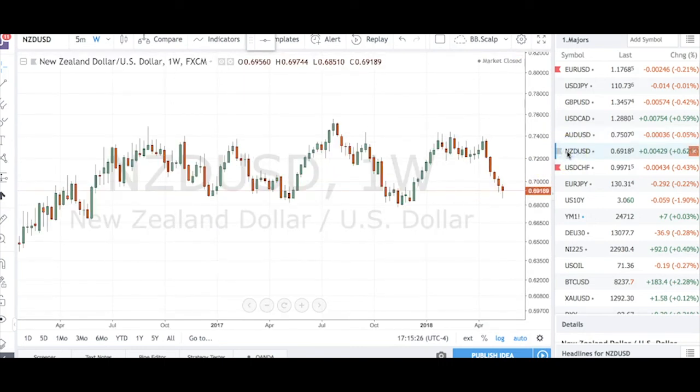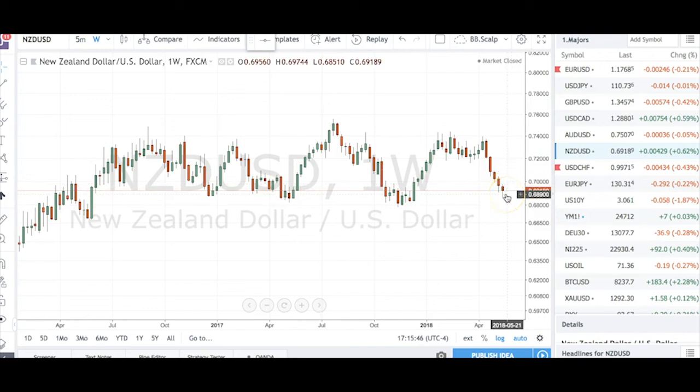And last but not least, Kiwi dollar also finding a modicum of support here. 68, clearly a very, very strong support level. Kiwi's basically been a 68 to 74 trade. Aussie has been a 75 to 80 trade on a longer term basis. And we have to see if it can prove itself to be a support.